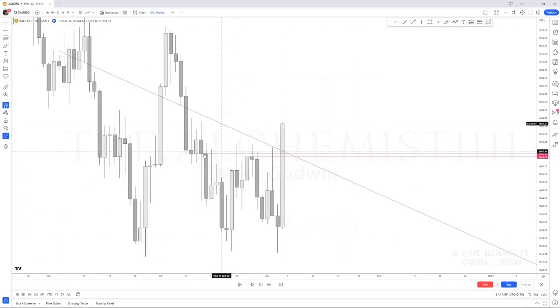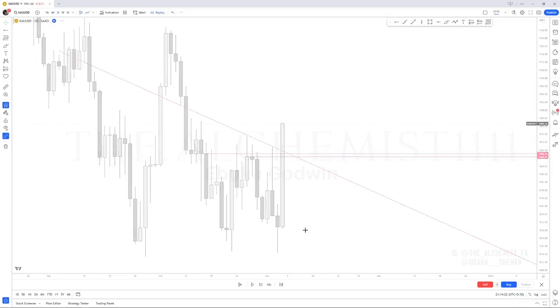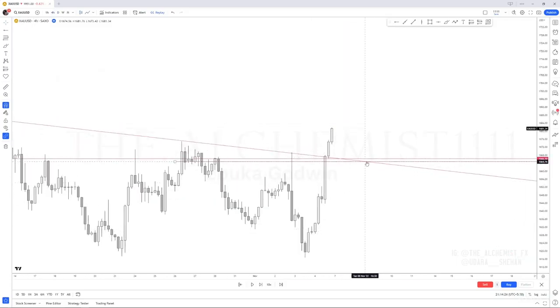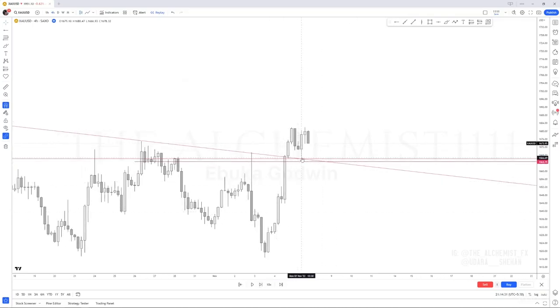Can you see how many times it was used as a resistance? Once here, twice, 3 times, 4 times, 5 times, 6 times. A good zone, right? You can even refine it to this RBS, and then we have these H4, not H4, we have this weekly trend lines as contours. So what happened? Not yet. Can you see how they missed it? Missed it completely.